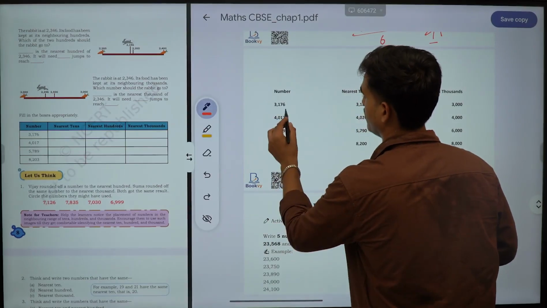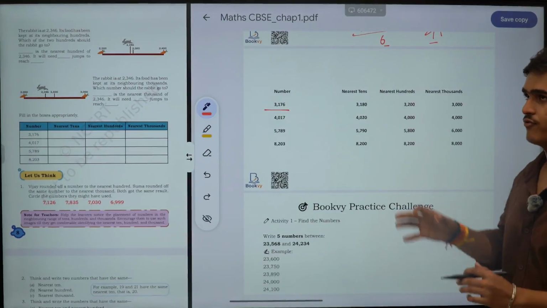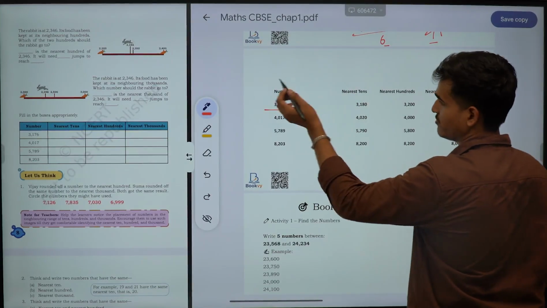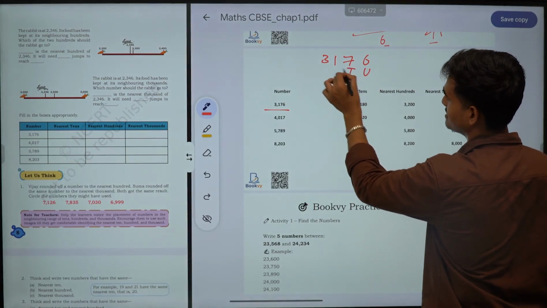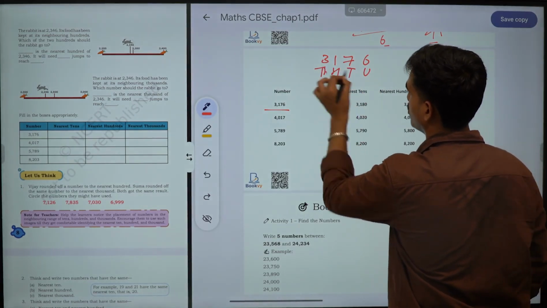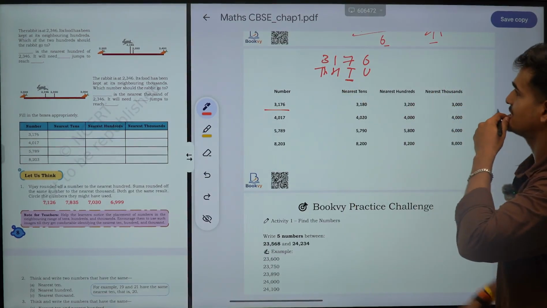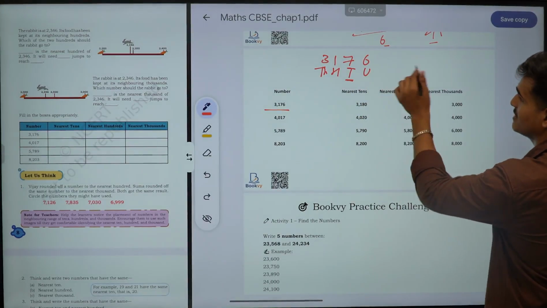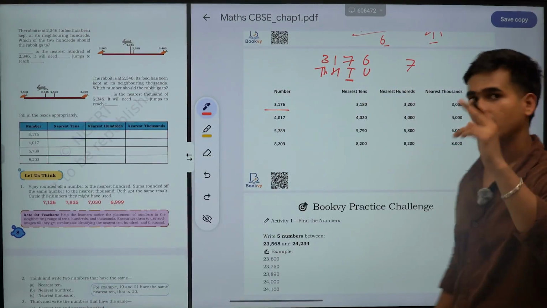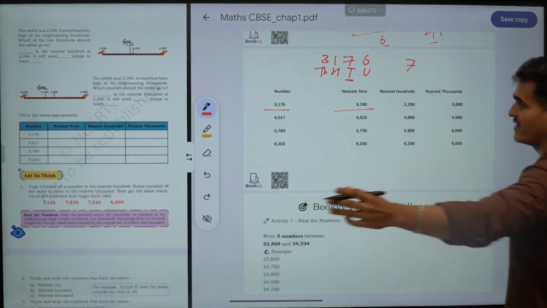Now just see the number 3176. We have to find the nearest tens. This is the unit, this is the tens, this is the hundreds, this is the thousands. At the tens place, the number is 7. It's going up. So we have to go up and it will become 3180.